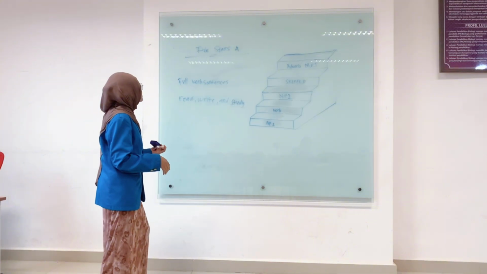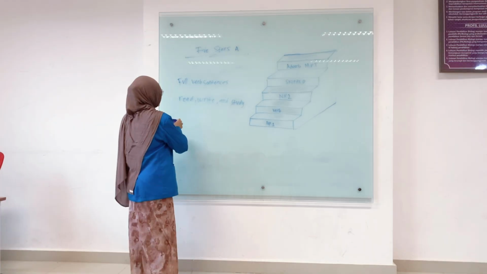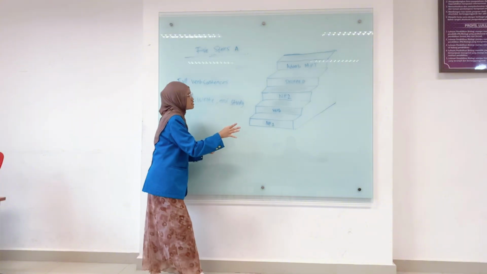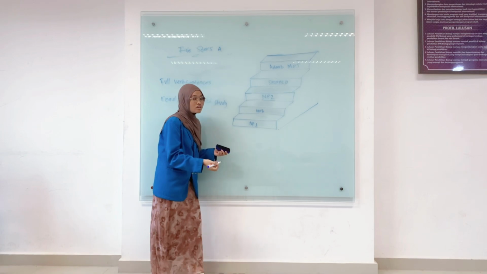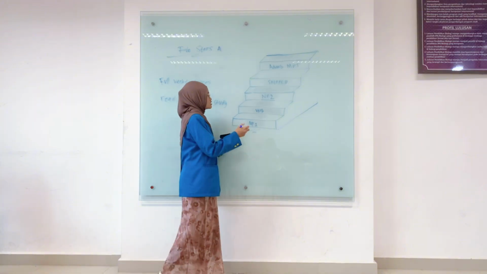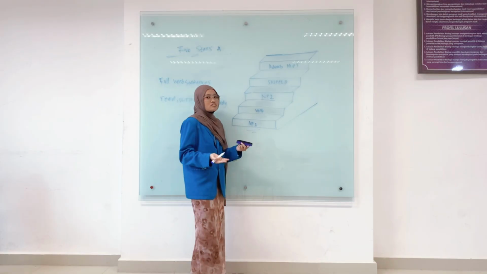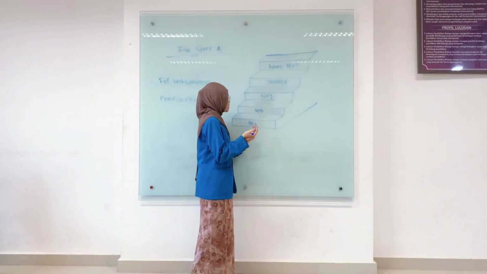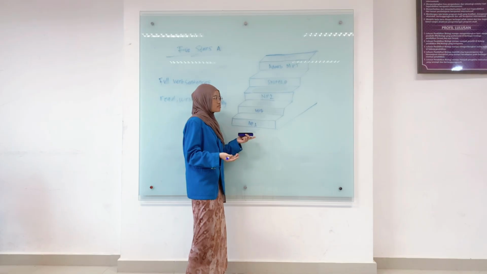In Stepping 5 Stairs A, the sentence is arranged through 5 stairs. Stairs 1 is NP1 or noun phrase 1. This is the subject of the sentence and tells us who or what does the action. And stairs 2 is the verb part.